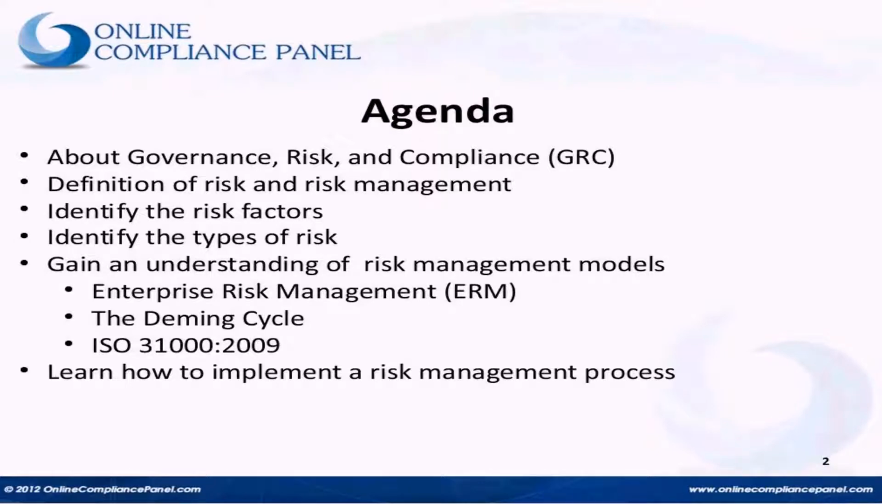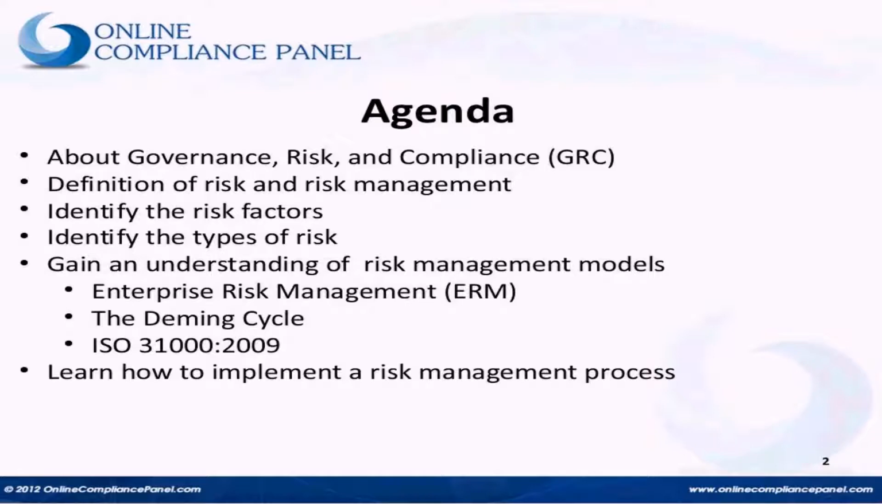We'll define risk and risk management. We'll identify the risk factors that may be meaningful to your organization. We'll identify the types of risk, and then we'll get an understanding of risk management models. There's three key models, and one is a very common one, the Enterprise Risk Management Model, ERM, the Deming Cycle, and ISO 31000 that was implemented in 2009. And then we'll actually learn how to implement a risk management process.